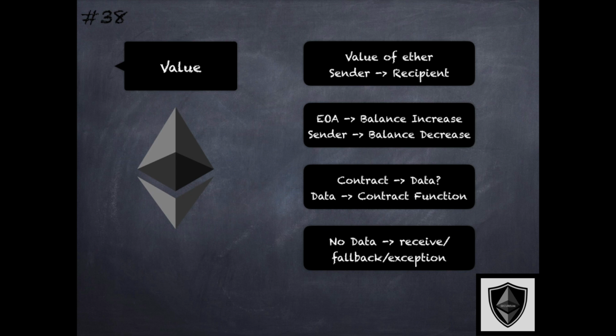Now, we haven't looked into what these receive and fallback functions are. We'll look at them a bit later. But at a high level, this is the flow that gets triggered. And if the contract that is being targeted does not have a receive or fallback function, then this transaction results in an exception. And if that happens, then this Ether that is sent as part of the transaction remains with the originator's account.